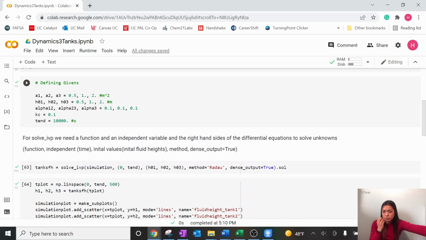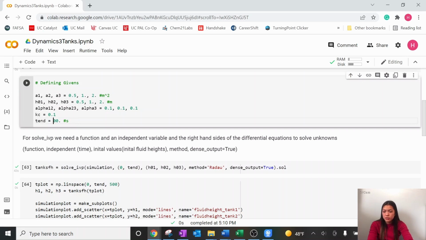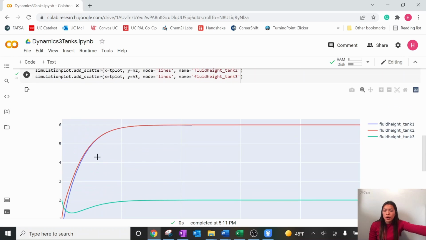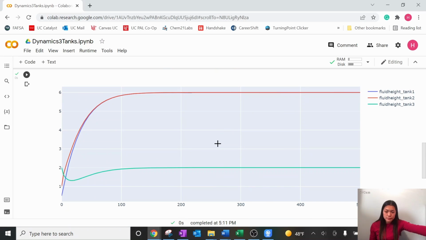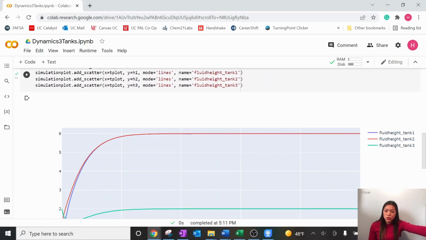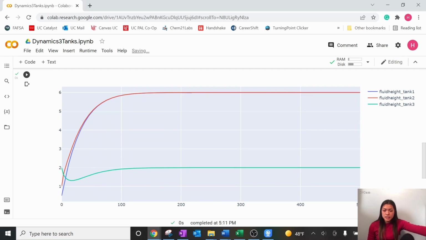So we're going to bring this back down to just 500, and so we can show the final simulation for a 3-tank system that has the initial heights that we were given, the cross-sectional areas that we were given, and the proportionality constants that we were given. This is the final simulation that we got by writing code in Python.